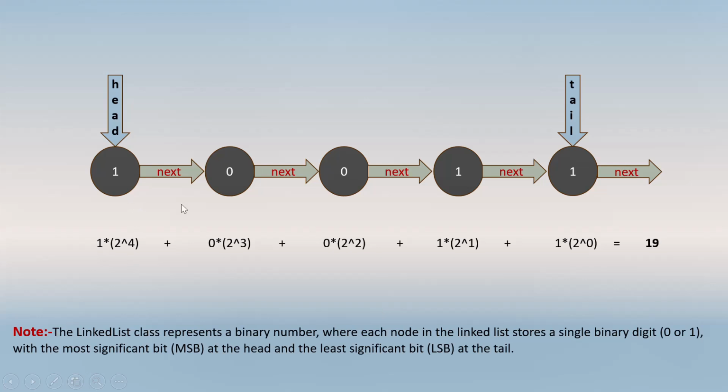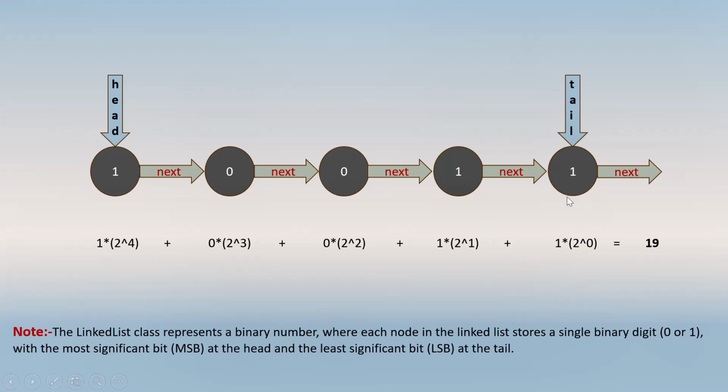First, every node will have either 0 or 1 as a value, and that's what we are observing here. And the second point is that the node pointed to by head is the most significant digit, and the node pointed to by tail is the least significant digit. In order to convert this binary number into decimal, below is the calculation mentioned for this example.